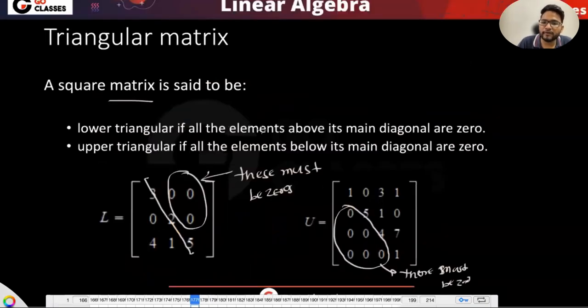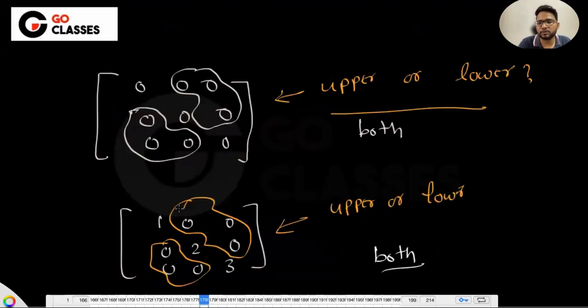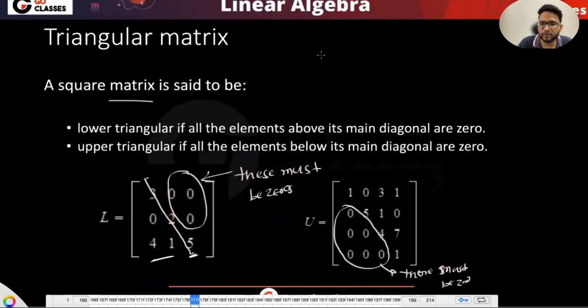For a lower triangle, if all the elements above the main diagonal are zero, it just says that these elements should be zero. It does not say anything about these other elements. That is why those are both upper and lower triangle. In terms of mathematics, you can say that if Aij equals zero for i less than j, then this is lower triangle, or something like this.